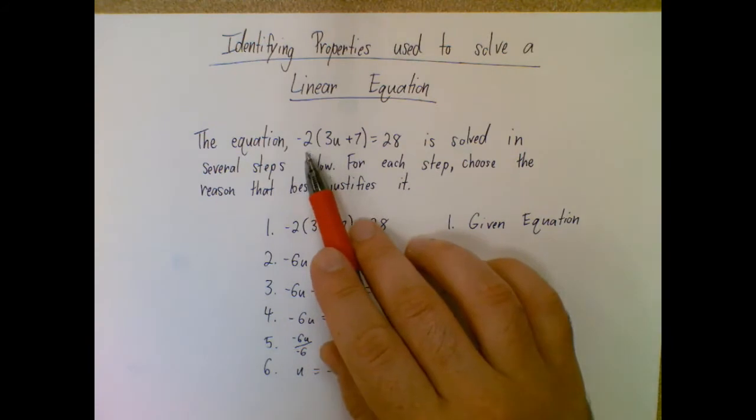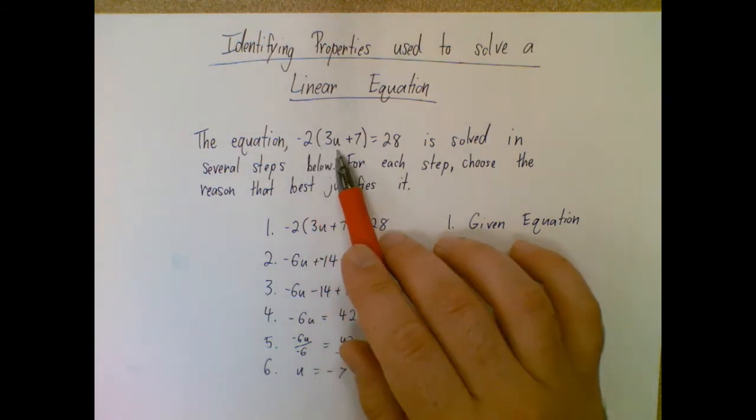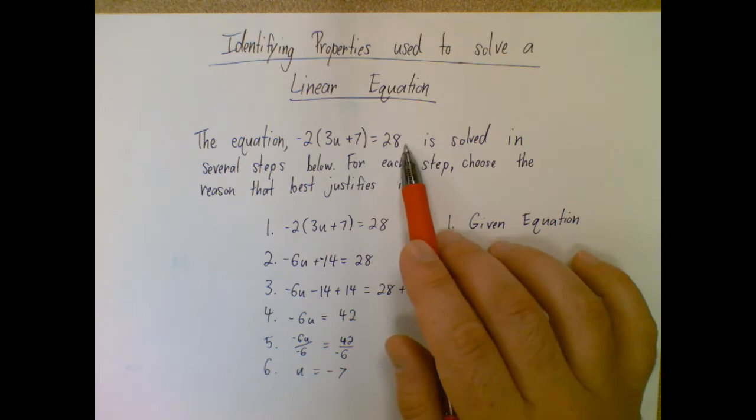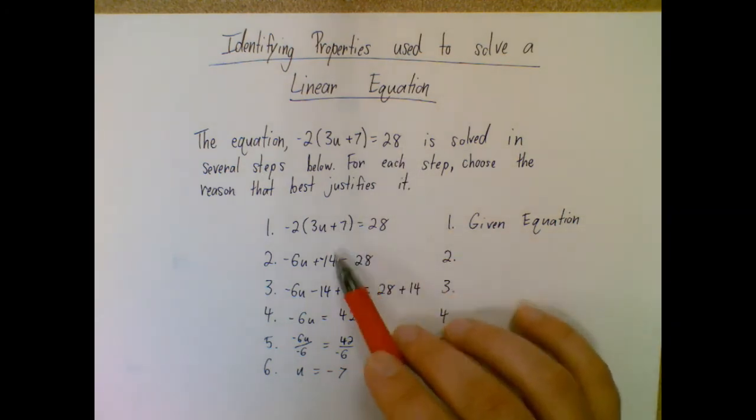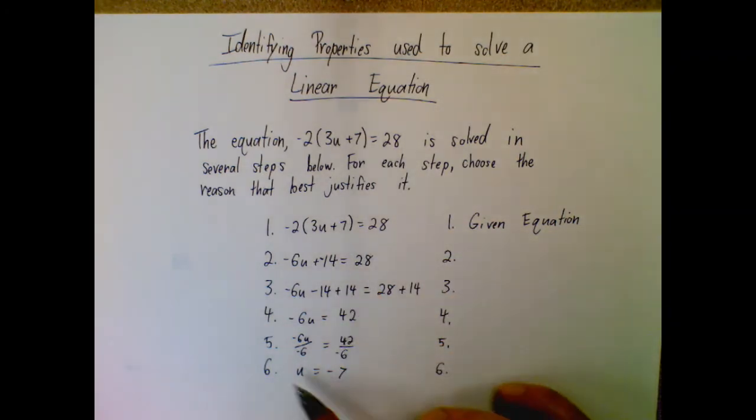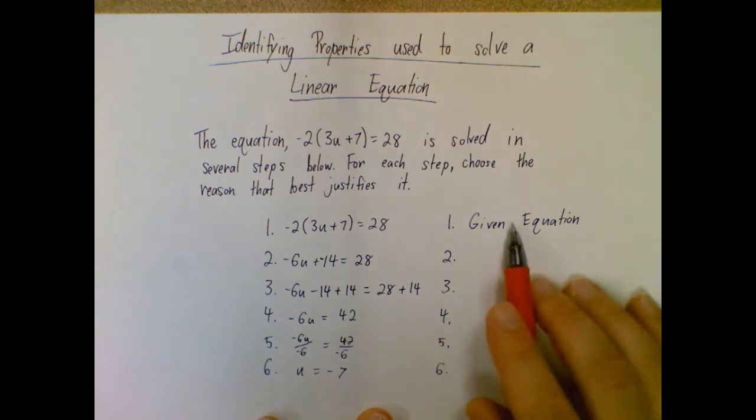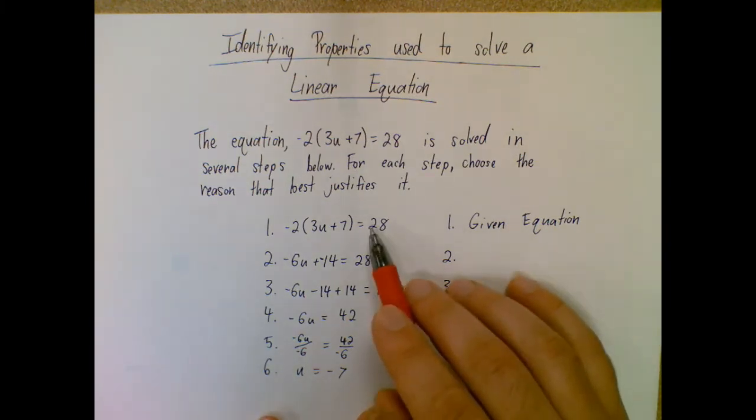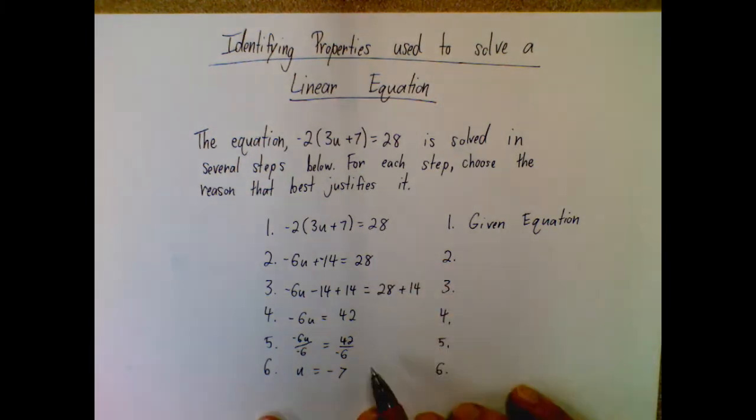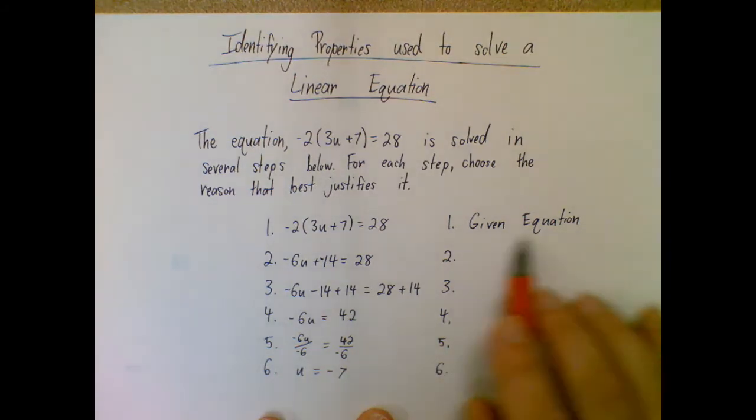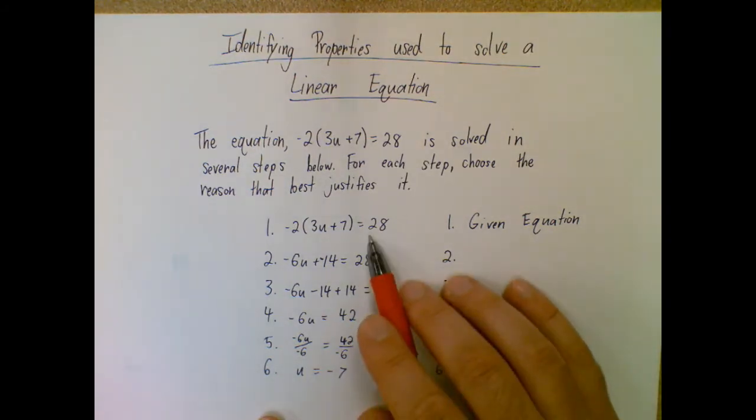So they took this equation, negative 2 parenthesis 3u plus 7n parenthesis equals 28, and then they took that step by step all the way down to its conclusion, which is that u has to be equal to negative 7. What we're going to do is justify why I'm allowed to go from this step to this step, etc., all the way down. So the first reason is always given because that's the problem they gave you.